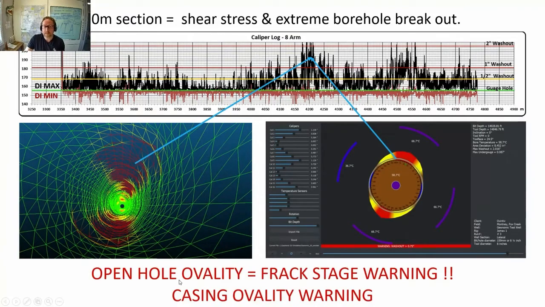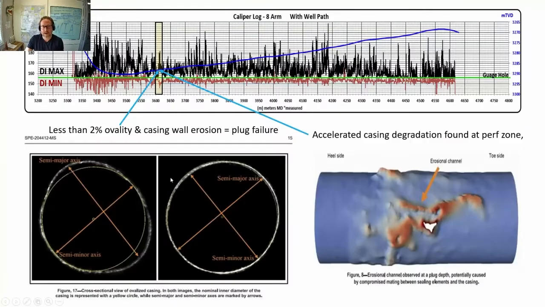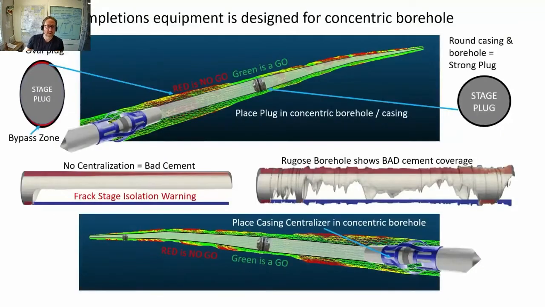If you have open hole ovality, you're going to see casing ovality. So this is a frac stage isolation warning right here with this data. Again, if we have ovality in the open hole, we see it in our casing. Less than 2% ovality with casing wall loss means that your plugs are going to fail. Also, we are seeing accelerated corrosion on our casing where you don't have cement, and in perf zones. This is accelerating casing deformation and loss in production.